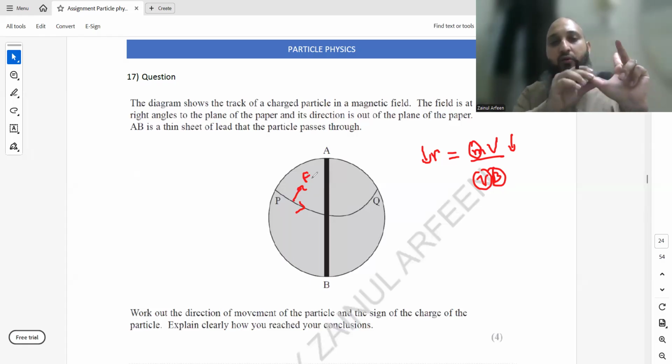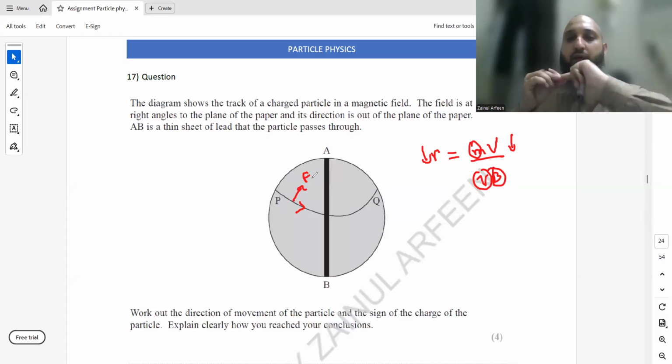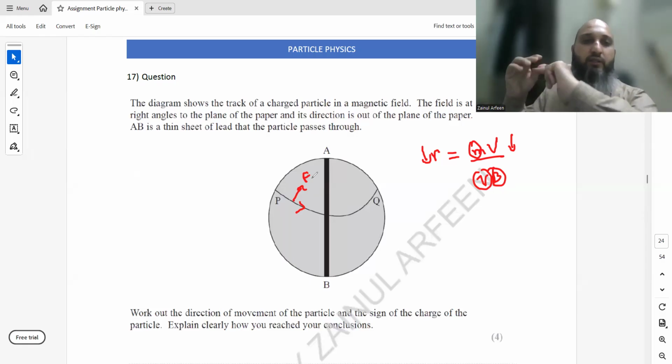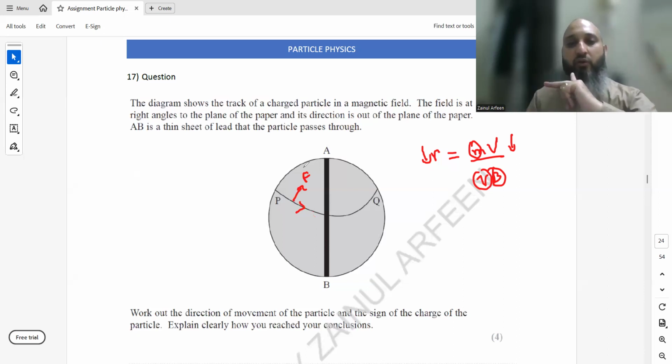Index finger is pointing out, towards me. My second finger represents the direction of the particle. So if it was a positive particle, then what should be the track? It should go like this. Because it is not following the left hand rule, this is not a positive particle, it is a negative particle. And how can I confirm?